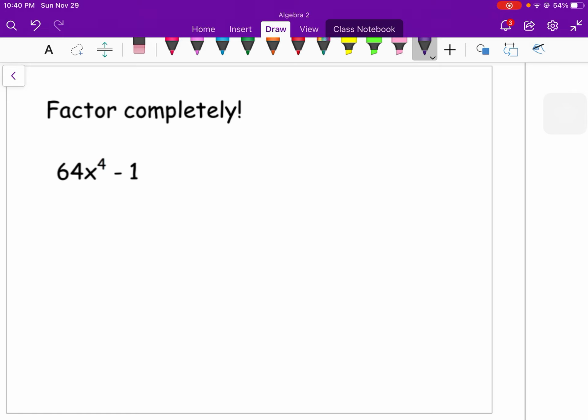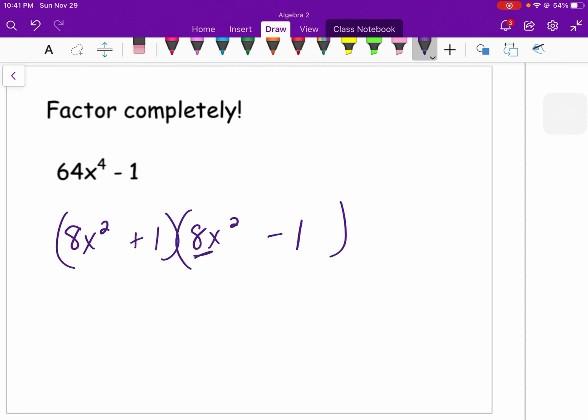This one is difference of perfect squares again. 64x to the 4th is 8x squared times 8x squared, and negative 1 is positive 1 times negative 1. And that's as far as it goes. If this would have been like a 9 here, you could have factored that one more time.